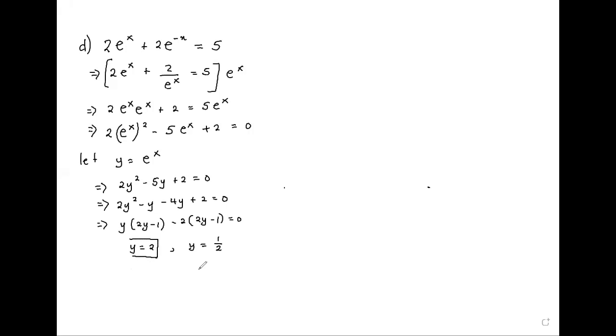So we have these two, and we now go back to what y is. So what is y? y is e^x, so we're saying e^x is equal to 2. Here the natural log will make a lot of sense because x will just be ln 2.